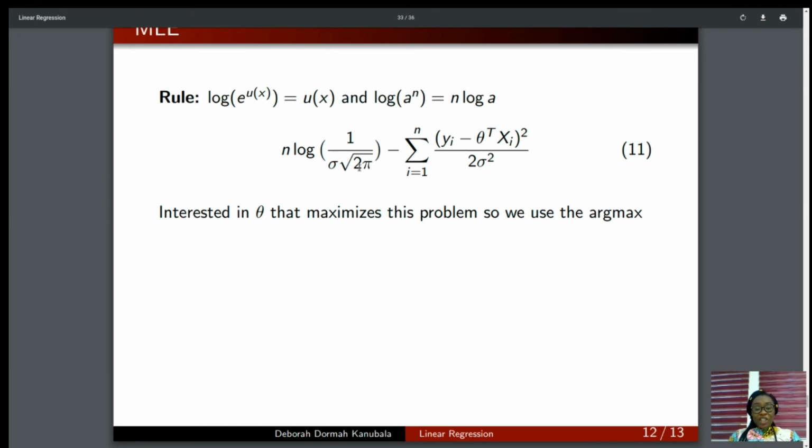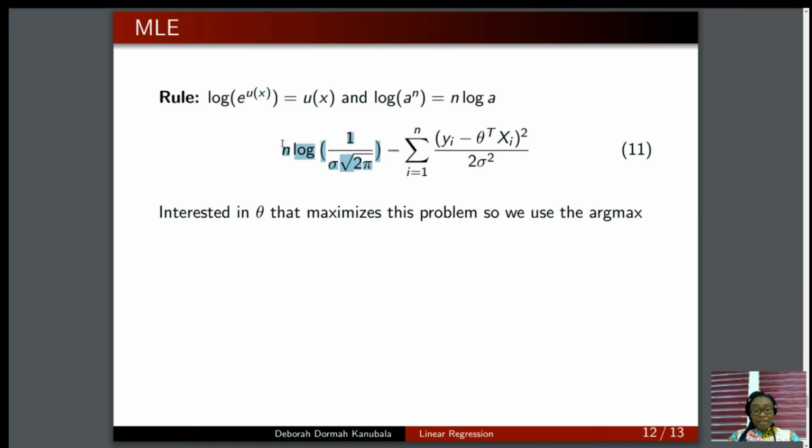Now we are interested in theta, because theta, like I mentioned, are the parameters that we want to find. We don't have theta on this side, so we can do away with this since theta is not here and focus our attention on this side of it. So how do we find theta? We can find theta by using the argmax. We use the argmax because we are interested in the parameters that actually maximize this particular function. So we take the argmax of this.